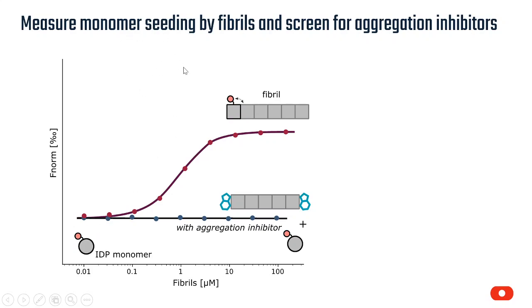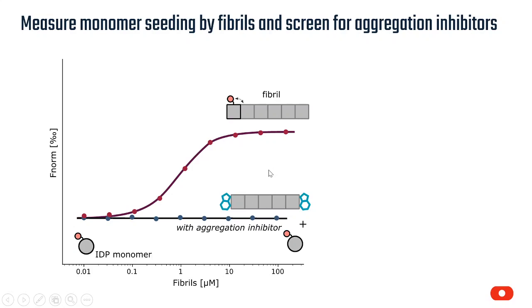And then you have immediately an assay to screen for aggregation inhibitors, because what you can do is prepare different preparations of fibrils and then mix them with the aggregation inhibitor, and then just check if your labeled monomers still can be aggregated or if they remain free in solution, and then they don't have the signal change here. And this also brings me to your second question.